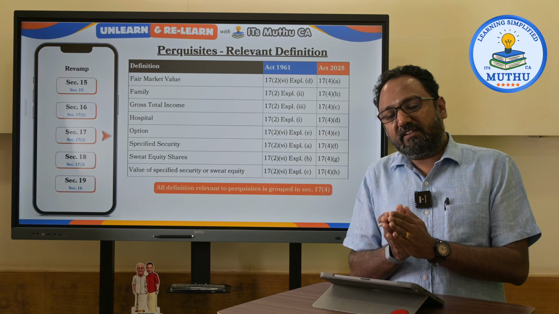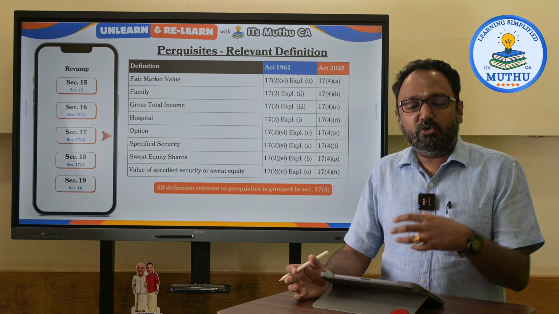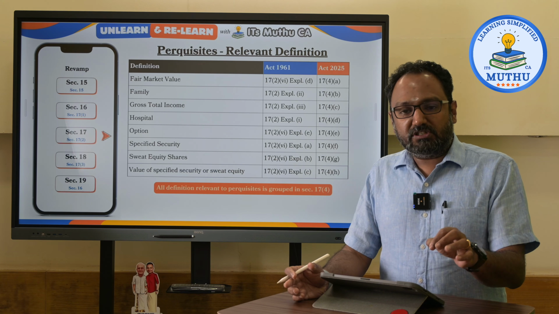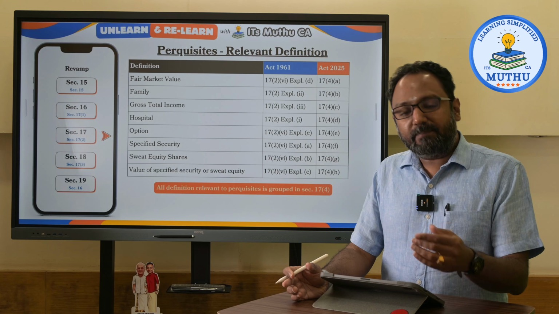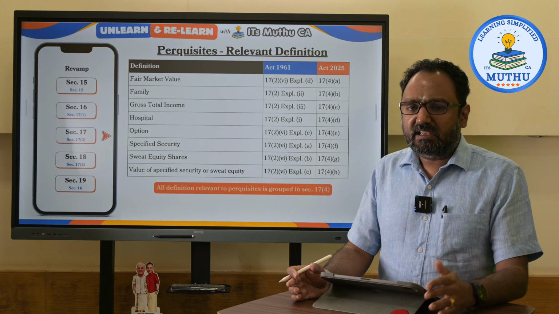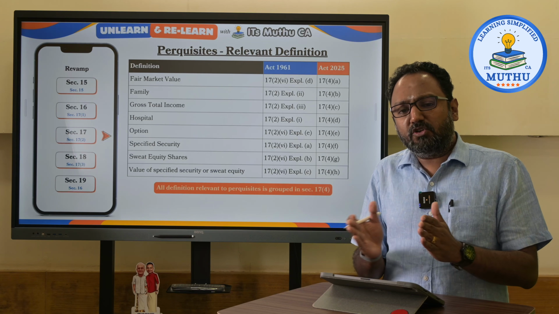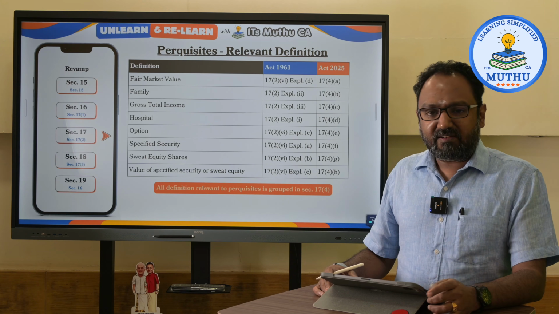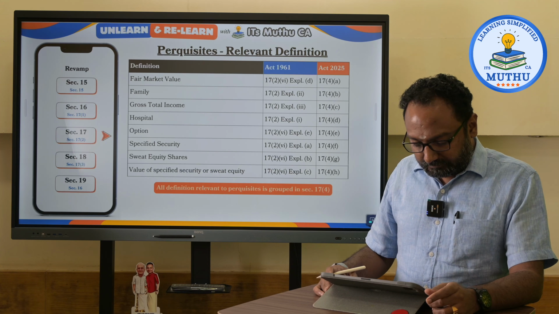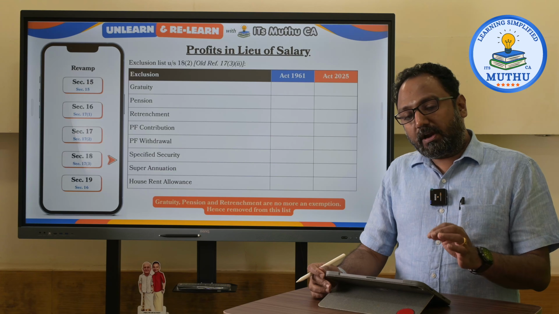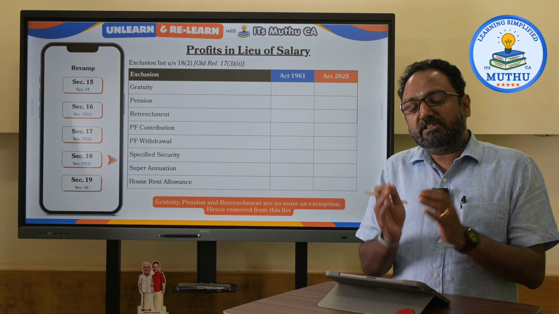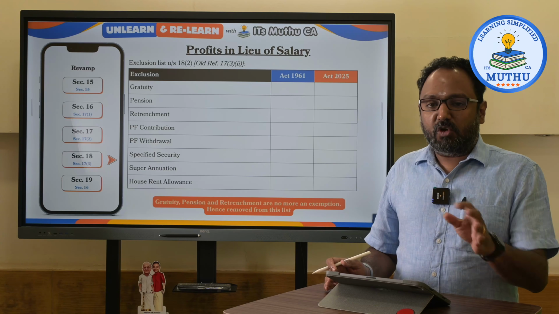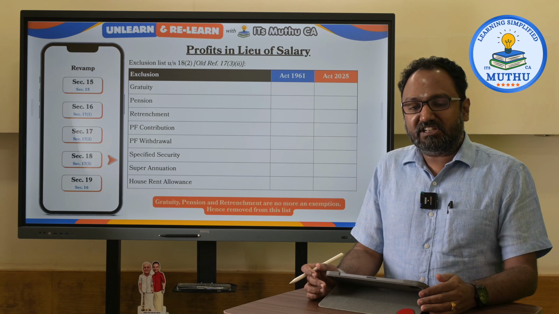So far within 17.2, that is perquisites, in the new section 17, the only change is that the COVID-19 provisions, which are considered to be redundant, are removed. Otherwise, it's only reclassification, regrouping and simplification. There is nothing else that has happened in section 17, only one change. So the next one we are going to understand is profits in lieu of salary. Earlier covered under section 17.3, it is now exclusively covered under section 18.